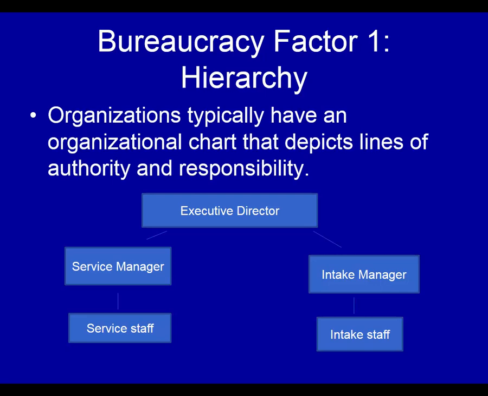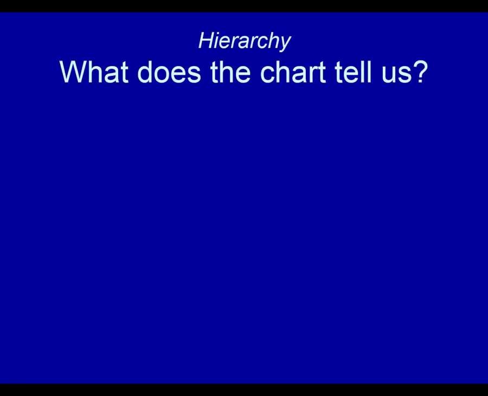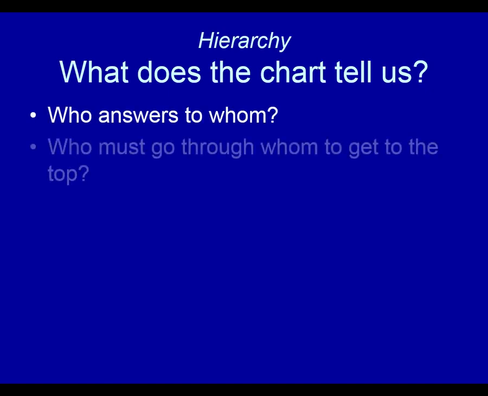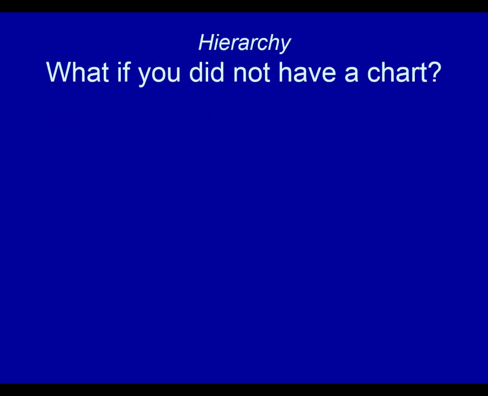Organizations typically have an organizational chart that depicts lines of authority and lines of responsibility. So what does it tell us? It tells us who answers to whom. It tells us who must go through whom to get to the top, who gets yelled at when things go wrong. These are some of the functions of the organizational chart, which is a key thing for depicting the structure of the hierarchy of the organization.